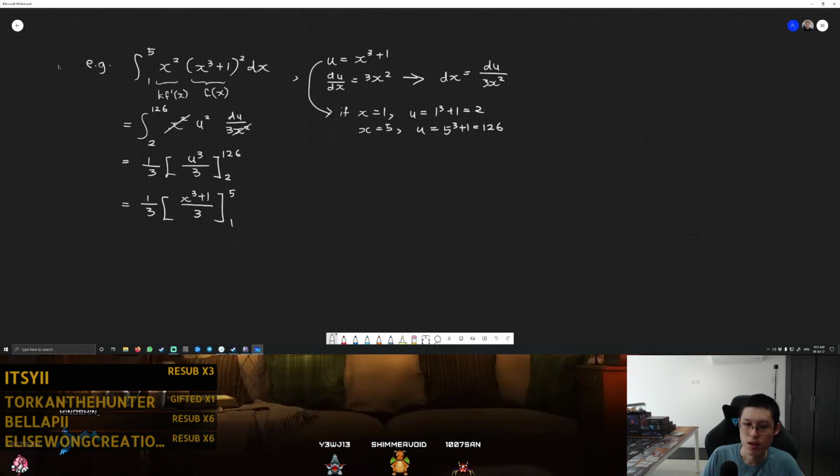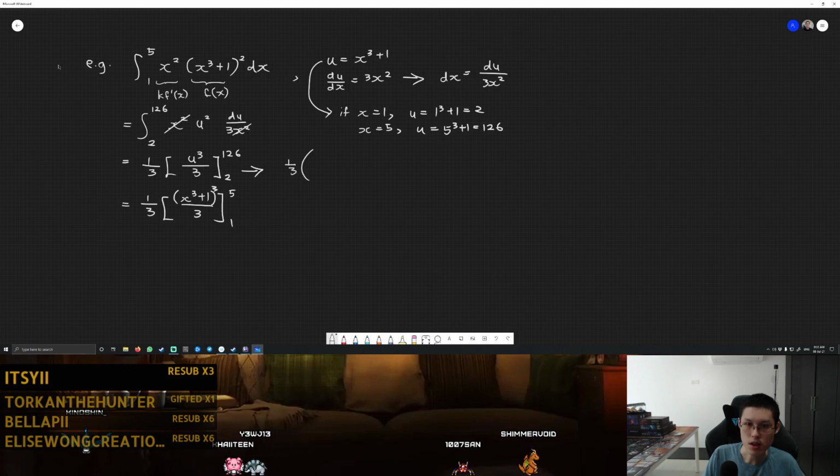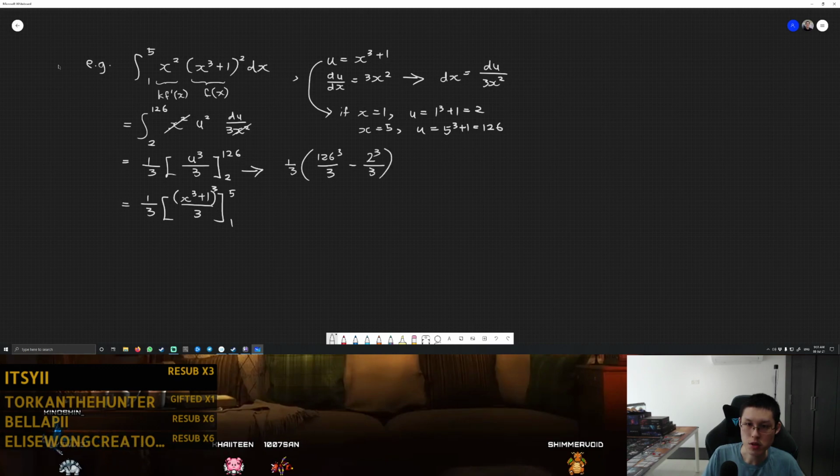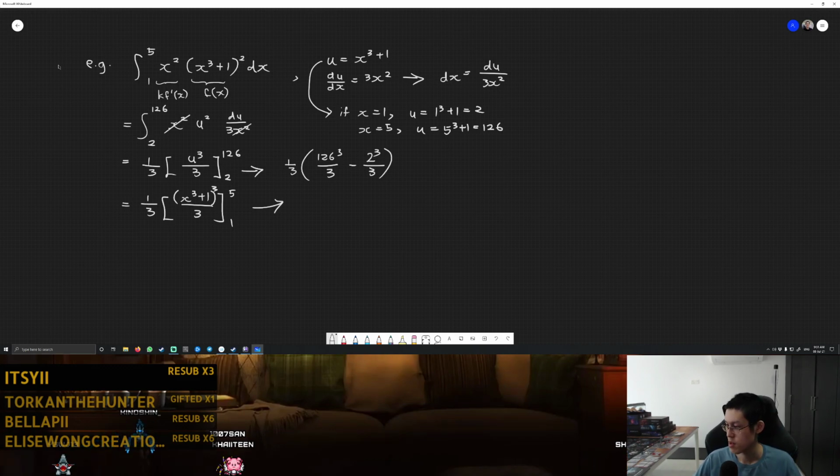Oh, okay. I forgot to put a cube here. Okay, no wonder. All right, so you should end up with the same answer. Yeah, there we go. So this would give you 1 over 3, and then 126 cubed over 3 minus 2 cubed over 3, which is roughly 20,000 something. And if you work this out, you get the same value. So there you go.